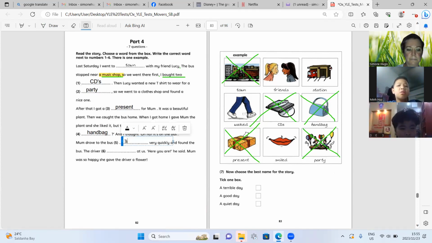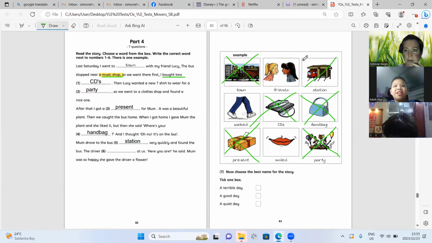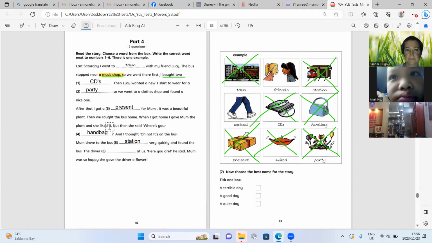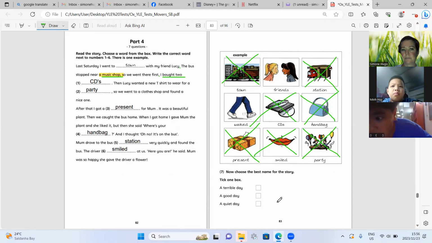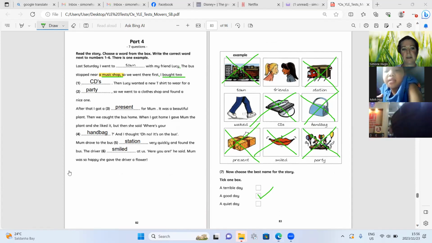Bus station. Very quickly and found the bus. Yep, the driver smiled as he said this. Mom was so happy she gave the driver a flower. Good job. Okay, what will you call it? A good day. It's a good day, yes. Even though she left her handbag and everything, it was still a good day.